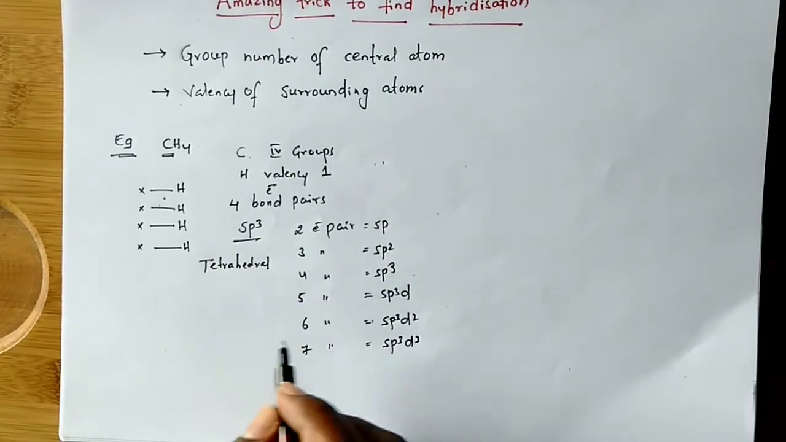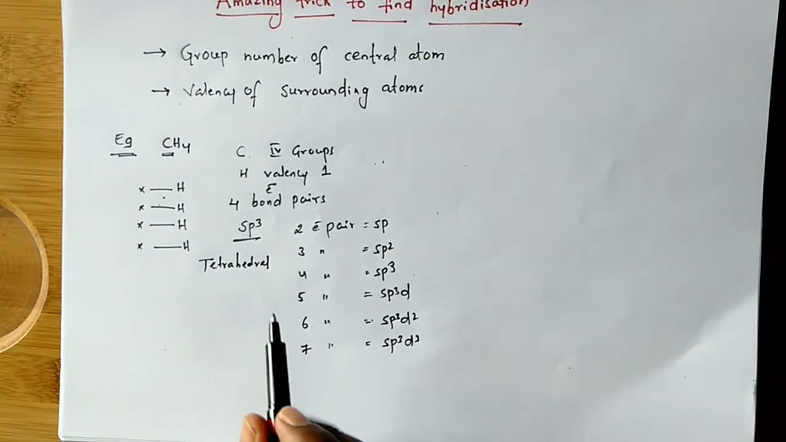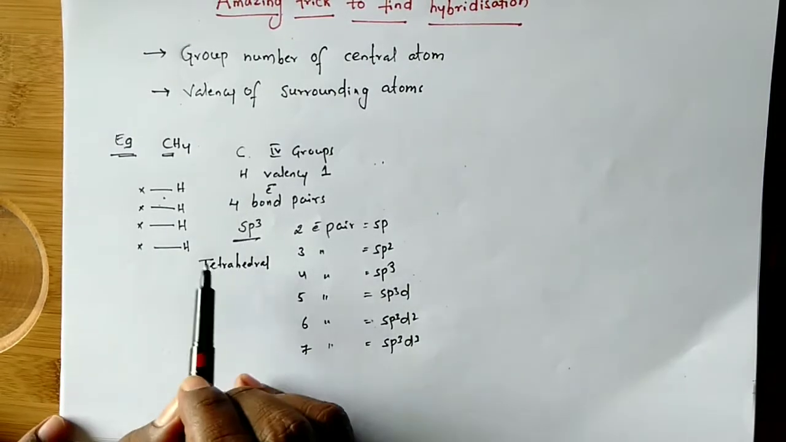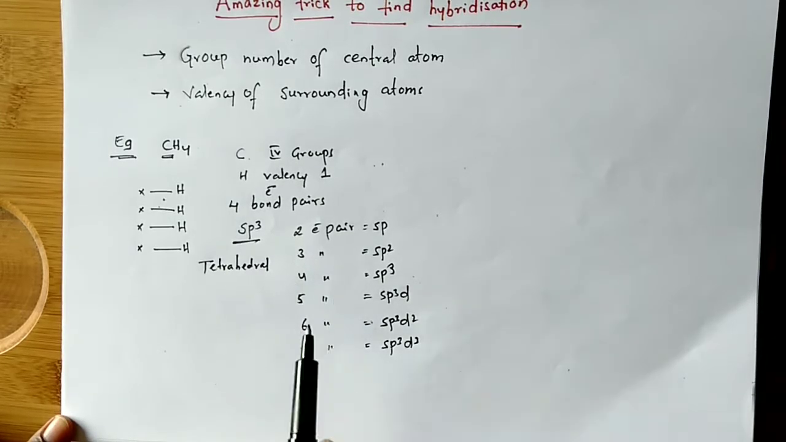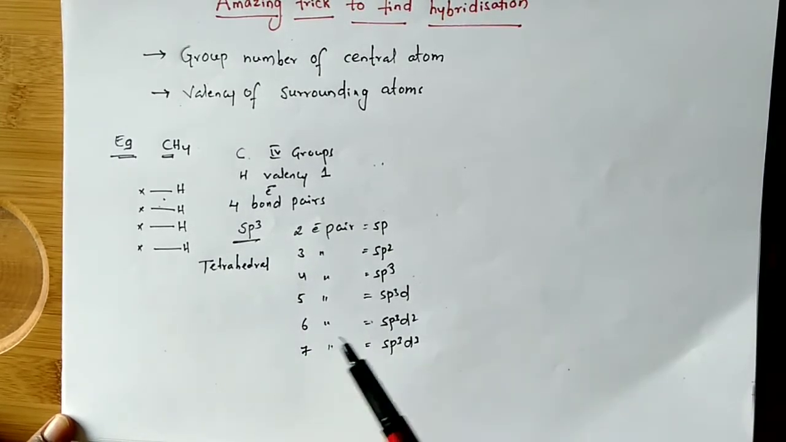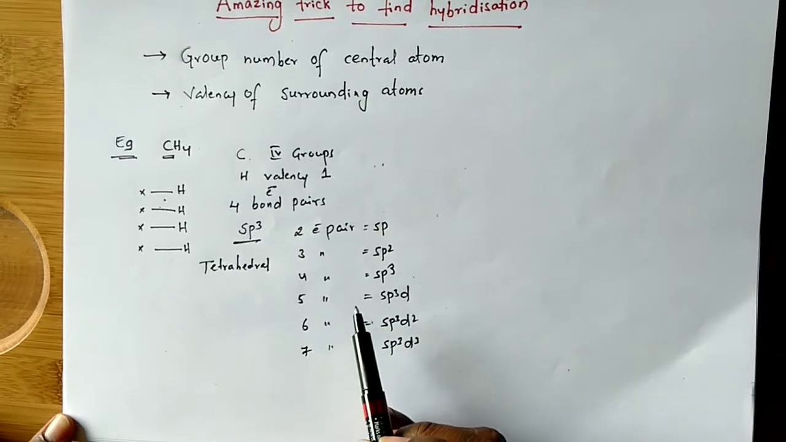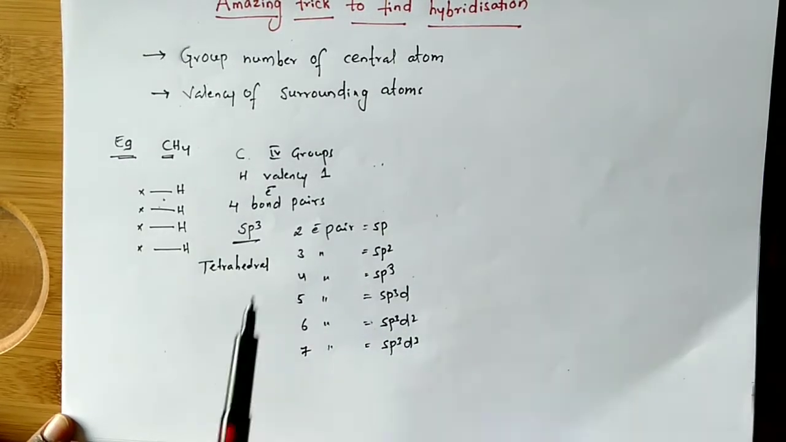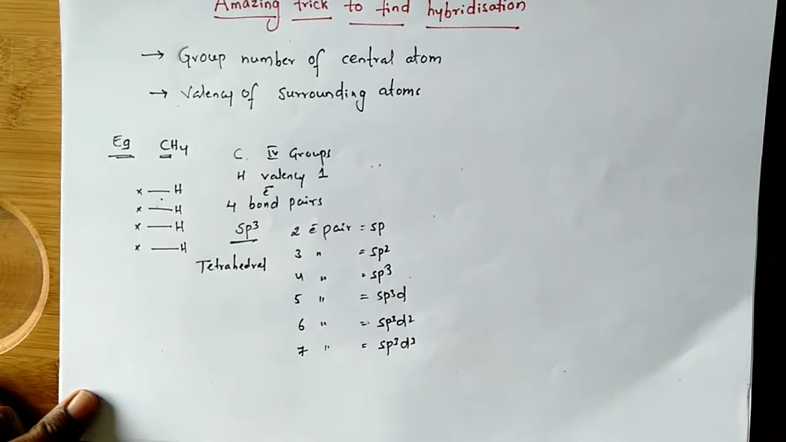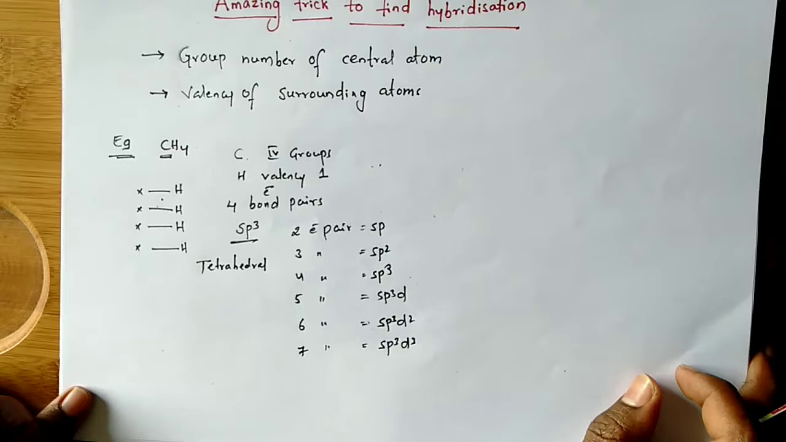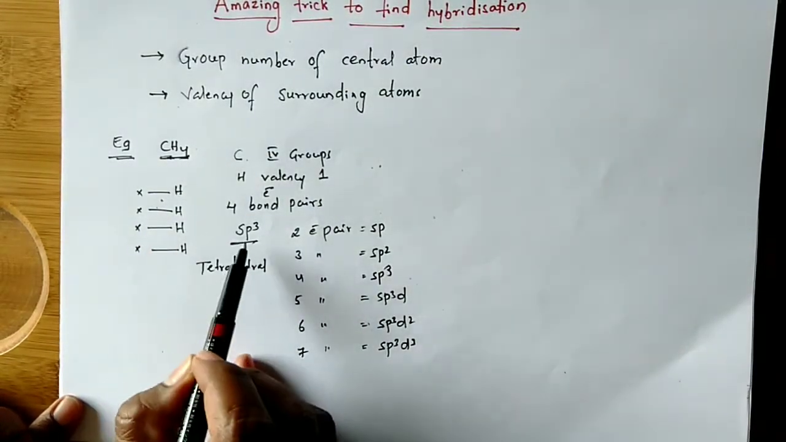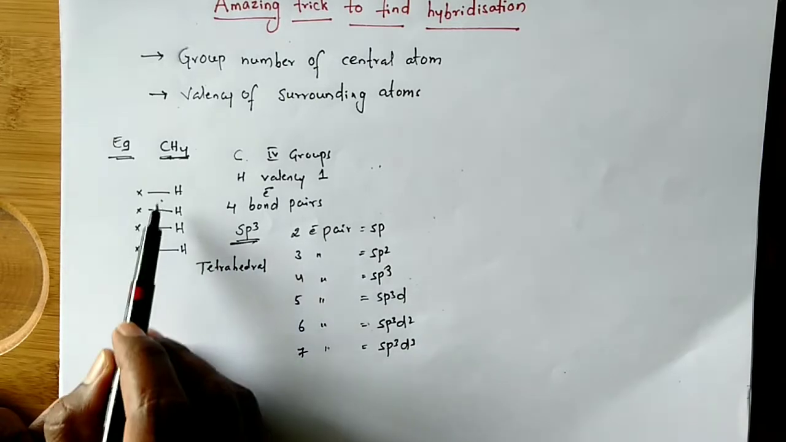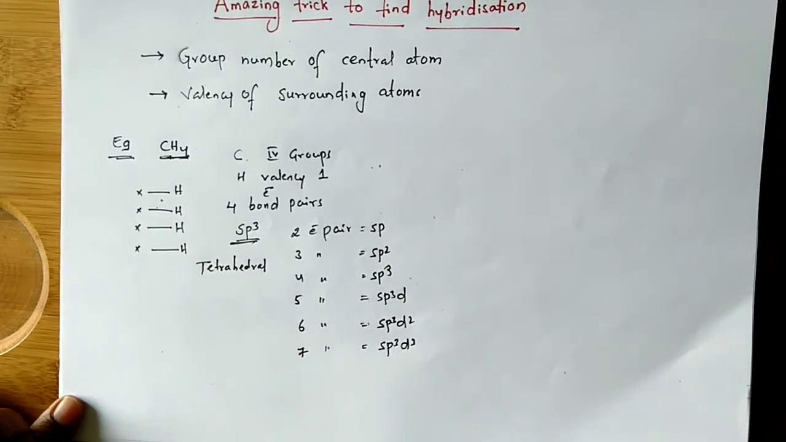How to remember the structure when the molecule has lone pairs or no lone pairs? I will make one video on this. You can learn the simple trick easily from that video. I will provide the link for that video in the description also. You can refer to that. Here in methane we found hybridization sp3 because 4 electron pairs are there.